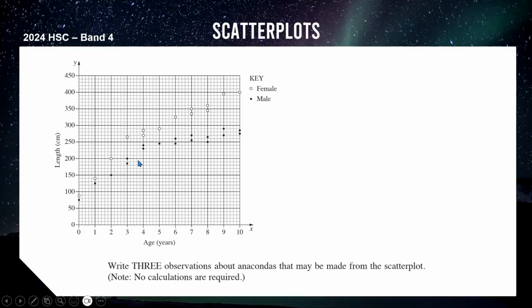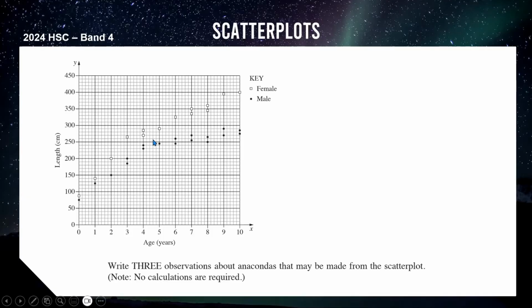Well, we can definitely see that across the age group from 0 to 10 years, the female snakes, which are the white boxes, are typically longer in length than the male snakes because they are further up on the y-axis. We can see that as time goes on, the difference in length between the two genders is increasing. So that tells us that not only are females longer, but they're also growing at a faster rate because the gap between them is widening throughout the scatter plot.